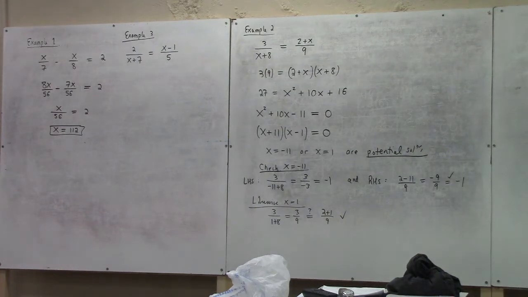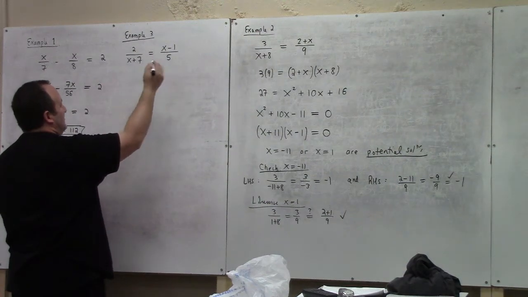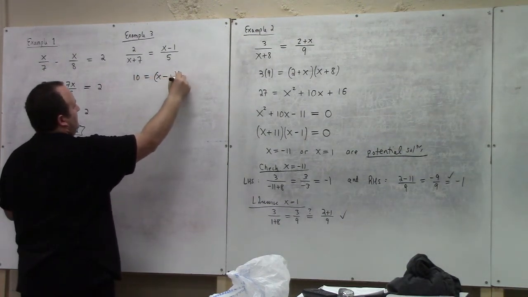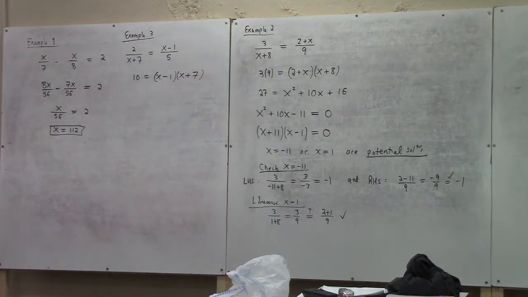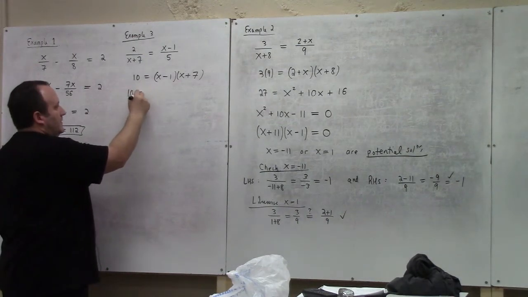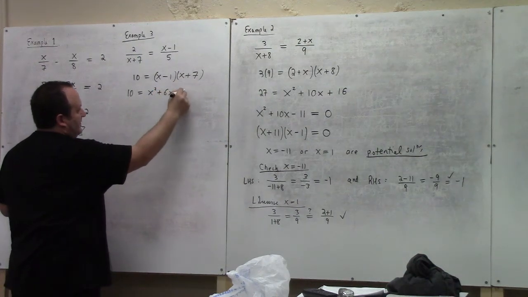Because then I'll go home and try to do it again, it won't work. But cross multiply, we get 10 is equal to x minus 1 times x plus 7. Multiply it out, we got 10 is x squared plus 6x minus 7.